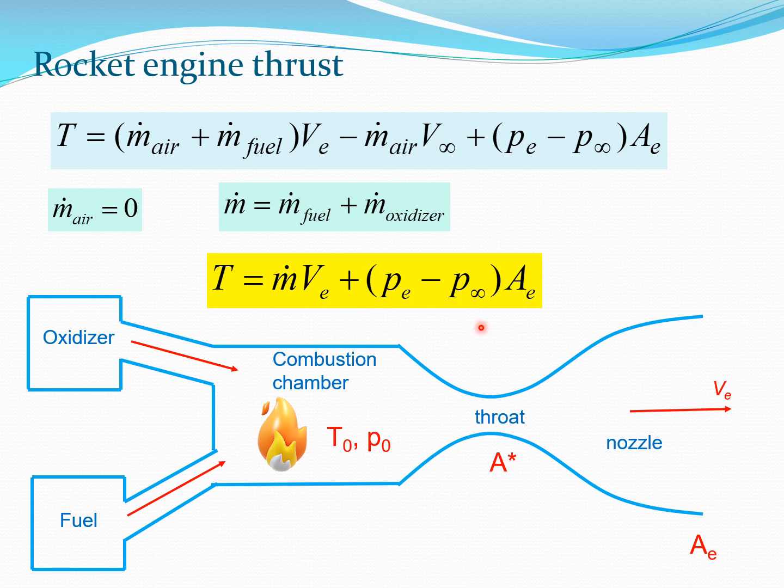Now, of course, like I mentioned, VE is very large, so the thrust of the rocket is going to be largely dependent on this exhaust velocity, which is going to be imparted to the rocket here. That's how the rocket generates most of its thrust.